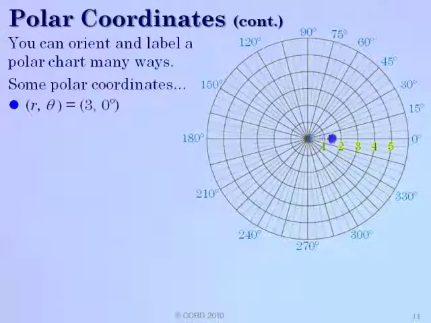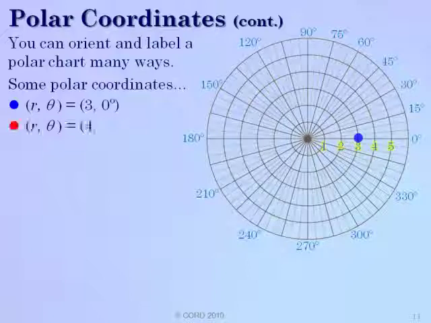Some polar coordinates, let's look at the graph of those. Here's r and theta equals 3 and 0. So we didn't move up at all on the angle value. We went out r equals 3. How about r equals 4 and theta equals 45? Well, we go out to the 4 position on the scale and go around 45 degrees. Or 2 and 150 degrees. So we can go all the way around to the other side and get coordinates over there that are plotted.